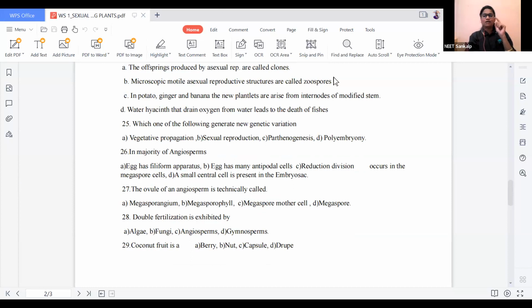29th question. Most of you have written this wrong in the worksheet. Coconut fruit is option A, berry, option B, nut, option C, capsule, option D, drupe. Okay, most of you answered it as option D. Option D, drupe is the right answer.